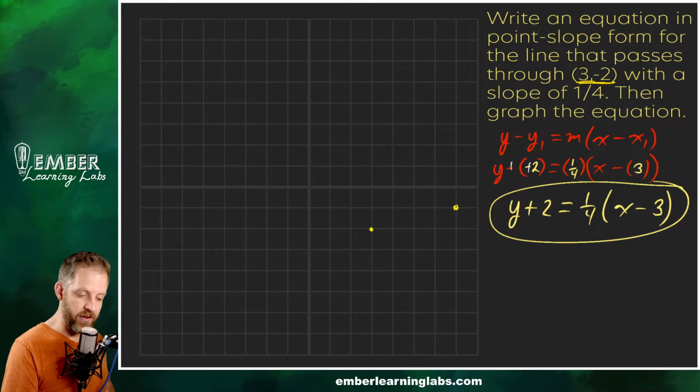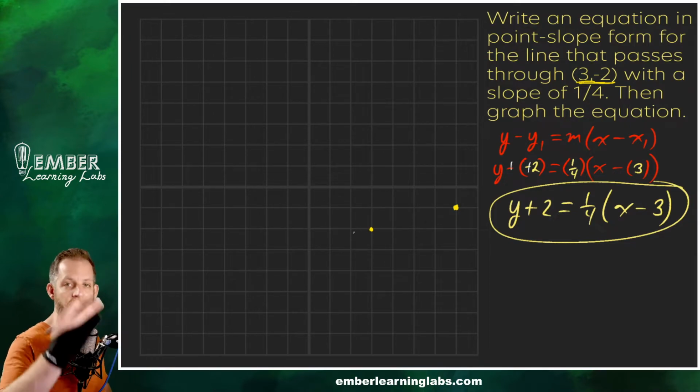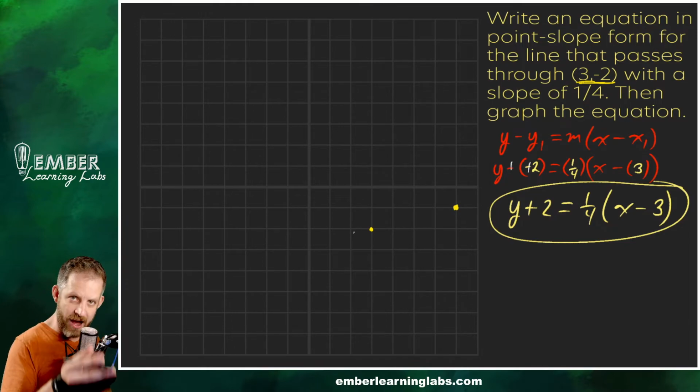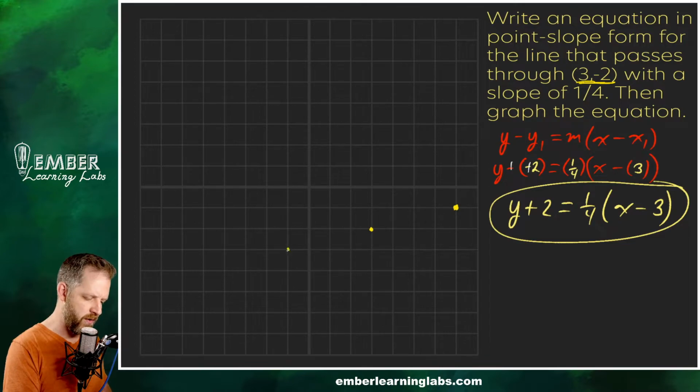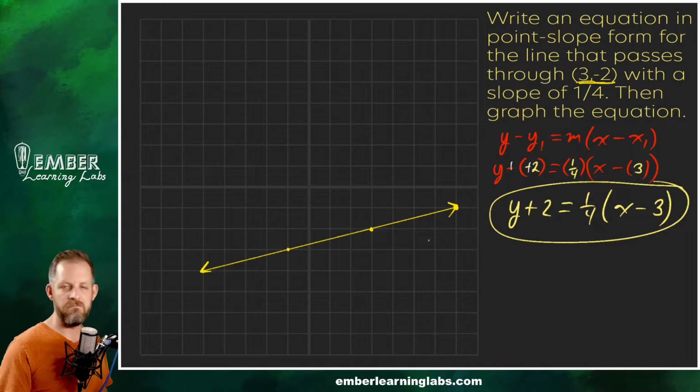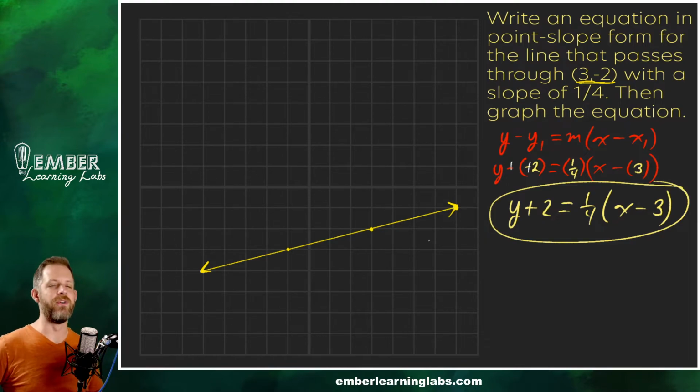Now, last time I talked a lot about this. We can't really fit another point on here. So from our original point, we're going to flip both things. So instead of going up 1 over 4, we're going to go down 1 back 4. So down 1 back 1, 2, 3, 4. And we can put another couple in here just to make it easier to graph a decently long line. And then we're going to connect the dots, draw our arrows, and there it is. There's the graph of the line y plus 2 equals 1/4 times x minus 3, point slope form.